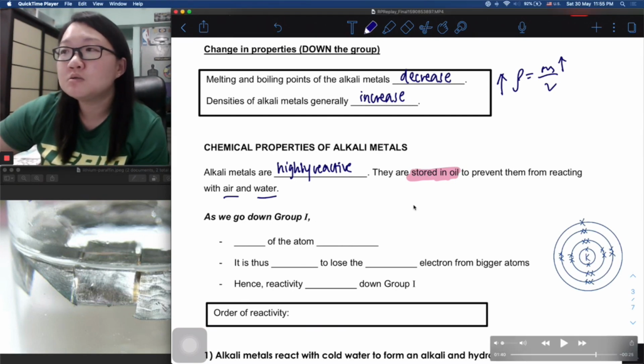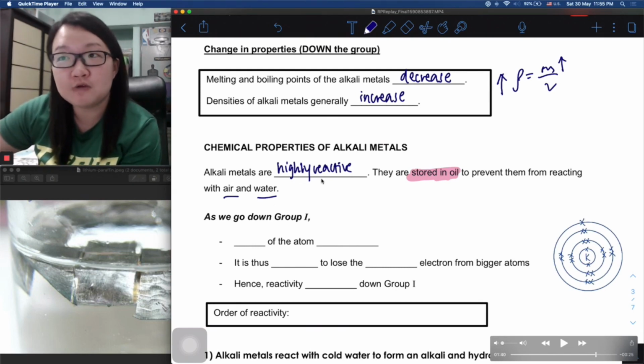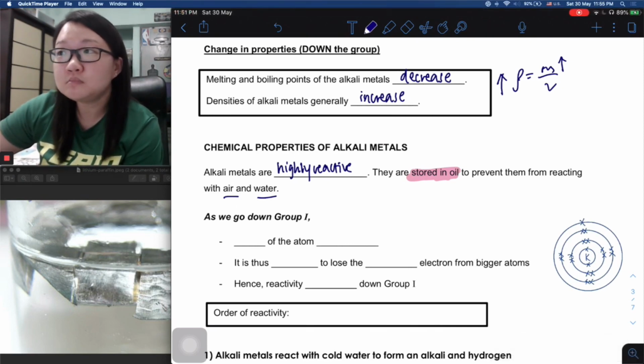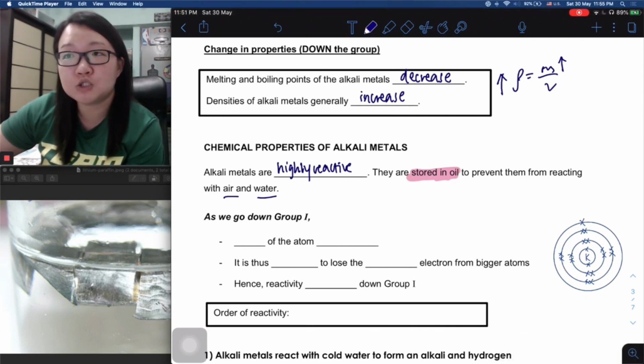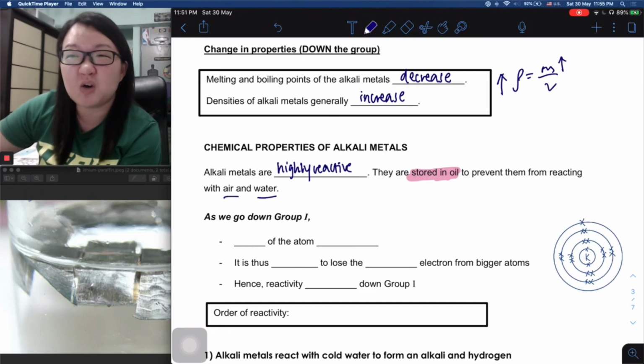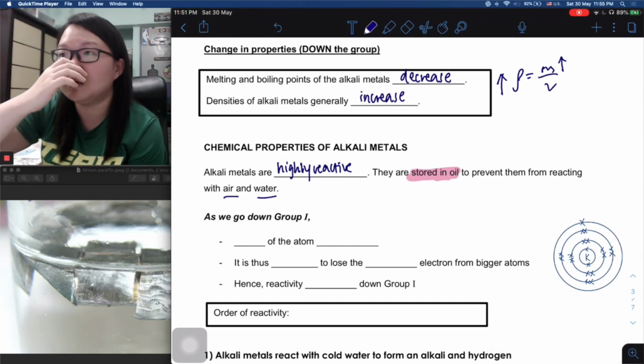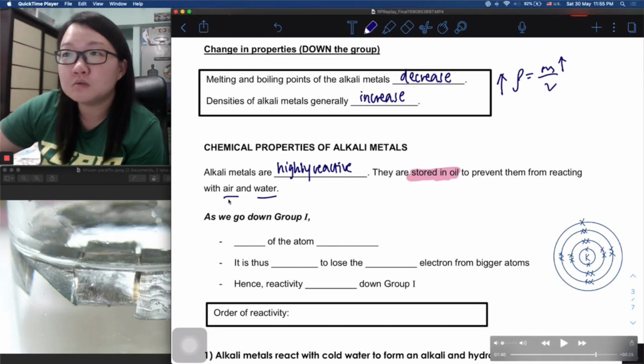Okay, so the reason is to prevent them from reacting with air and water, right? So they are highly reactive, and like I mentioned, they will tend to want to oxidize, correct? So again, when we get to the redox chapter in Sec 4, you'll learn that for oxidation to take place, there are several things that you need, of which you need oxygen. Okay, so in Singapore, where it is very humid, and obviously oxygen is in the air, it's very hard to store this kind of metals, because they will readily react.